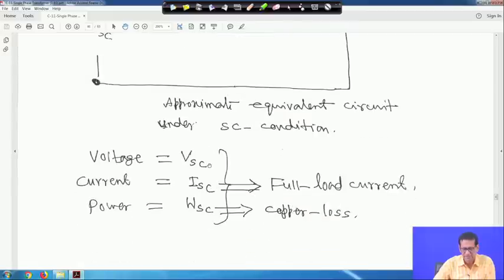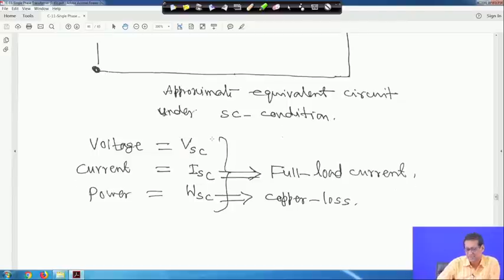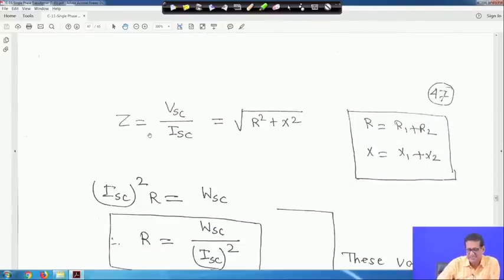So, voltage is VSC, current is ISC and power is WSC, that is the copper loss. ISC is the full load current and VSC is the voltage I told you is required under short circuit condition on the low voltage side, that is 5 to 8%. So, Z is equal to VSC upon ISC, that is the impedance of the transformer, that is root over R square plus X square. Actually, R is equal to R1 plus R2 and X is equal to X1 plus X2.